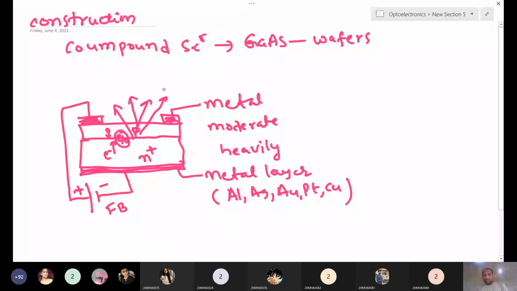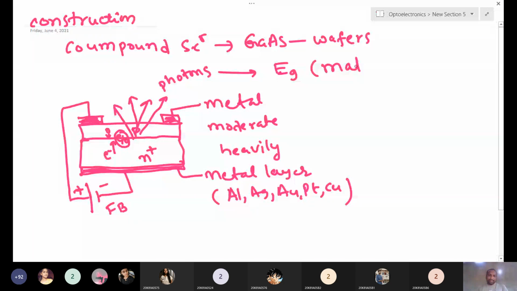We have already solved this one: 1240 divided by Eg. If you take Eg in electron volts, the wavelength lambda comes in nanometers. Depending on the band gap, our wavelength will change. Each material has a different band gap, so the emitted photon color depends on the band gap or material. That is the construction.